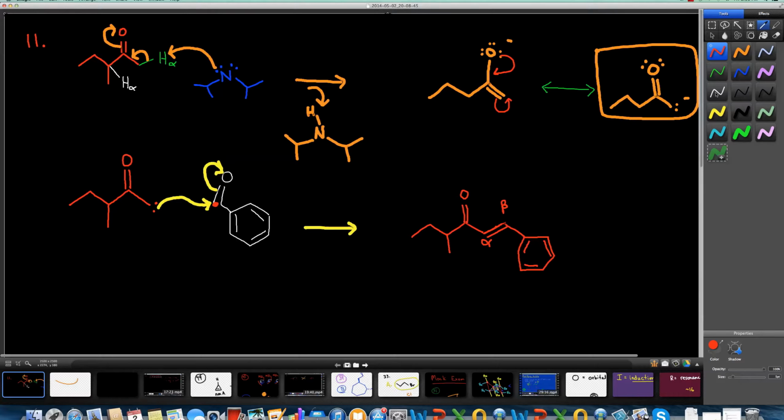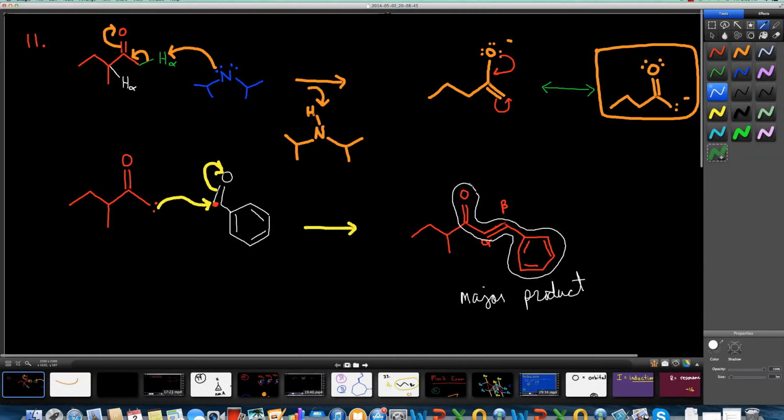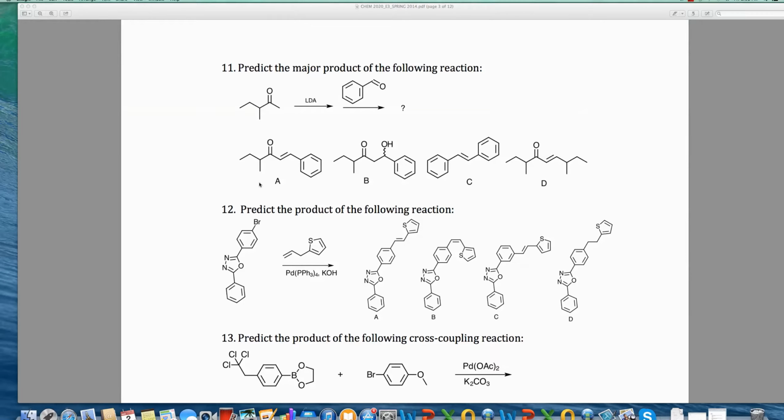And so you have a really nice array of sp2 hybridized orbitals. And so I'm going to circle this array. This is a 10 pi electron system, and this is going to be our major product. So as we go to look at our answer choices, A is the structure that's most consistent with our mechanism. So for number 11, the credited response is A.